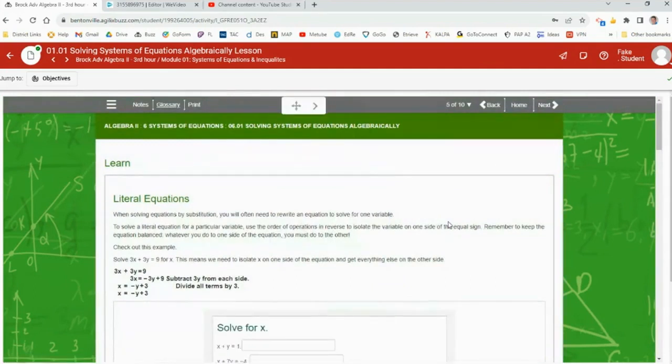Literal equations. All right, so when solving equations by substitution, so this is the other method, we looked at elimination, where we either eliminate the first variable or the second variable. This one, we're going to talk about substitution.